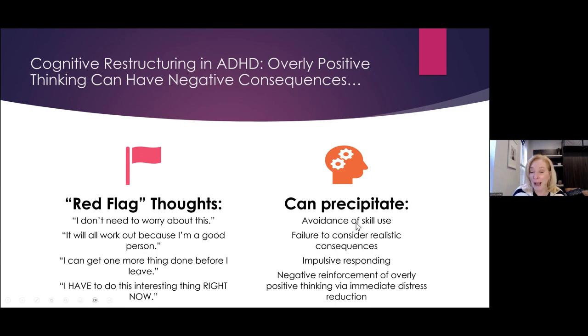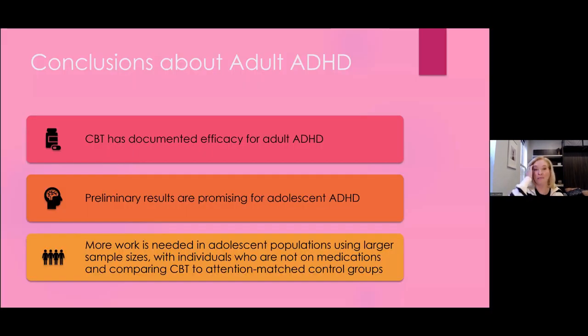And what happens is that these are the sorts of things that lead to, I don't need to worry about this, means that sometimes they just avoid it completely. It will all work out because I'm a good person. Well, that leads to failure to consider realistic consequences. I can get one more thing done before I leave. Well, then they impulsively respond. Or I have to do this interesting thing right now. Well, that leads to negative reinforcement of overly positive thinking, and not necessarily the best way to manage your ADHD.